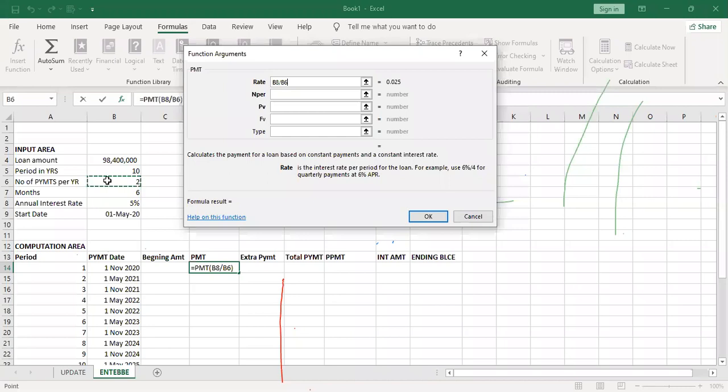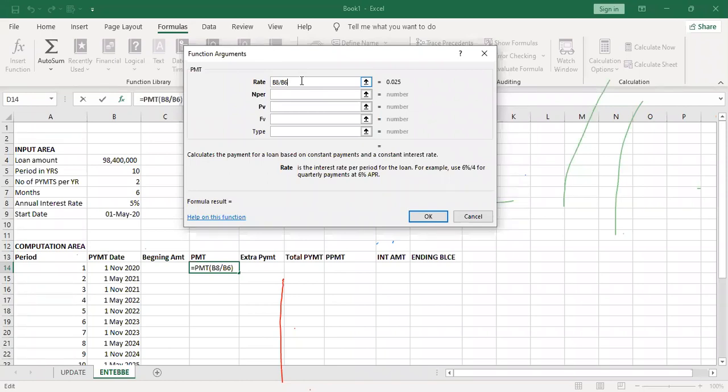So now I'm going to fix these cells. I'm supposed to fix the rate because I'm going to calculate only one value for PMT and then I drag. So how do I fix both cells? I'm going to highlight these two cells like this and then press Fn and F4 to fix these two cells. I'm supposed to fix these two cells because when I scroll and go to period 15, still the interest rate will be the same.